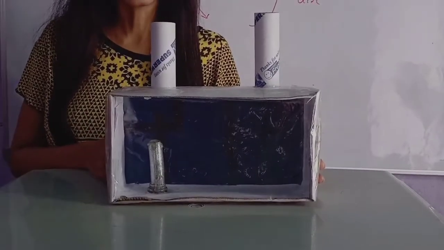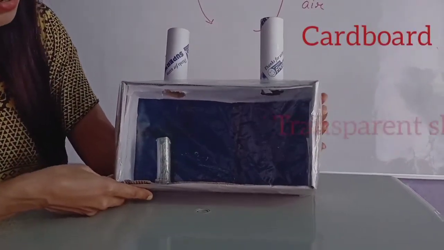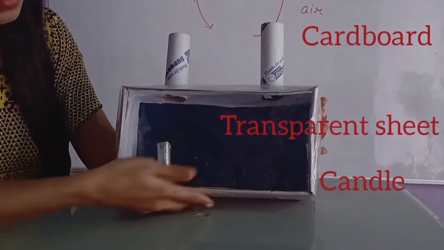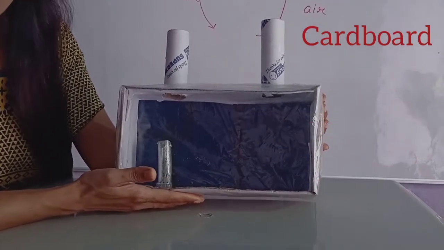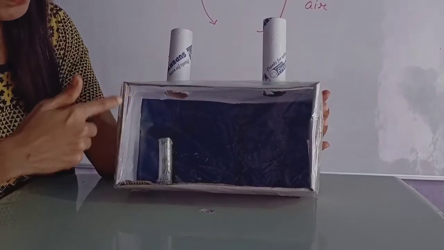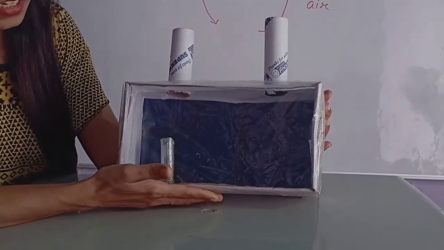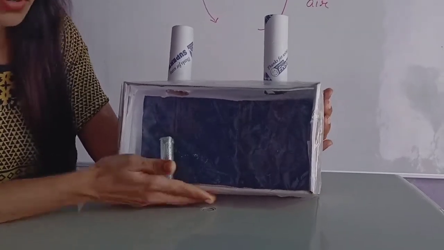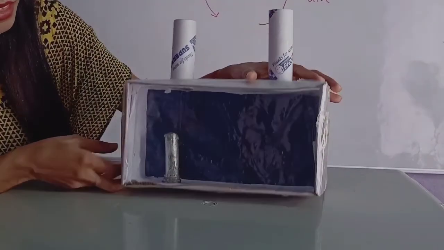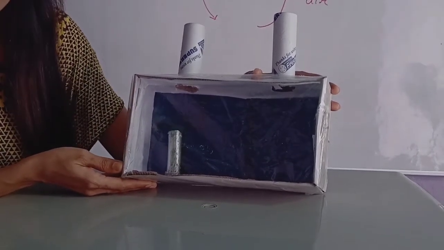For this activity we need certain material. I have prepared this graphic model, which is made with the help of a cuboid shaped cardboard box. The front face of this box I have taken out, and I have taped a transparent plastic sheet in order to have the inner view. Then the inner background of this cardboard box has been taped with black colored paper.